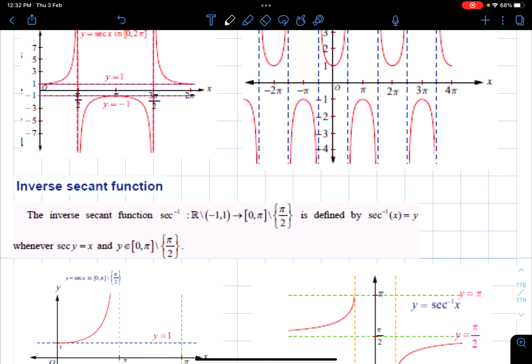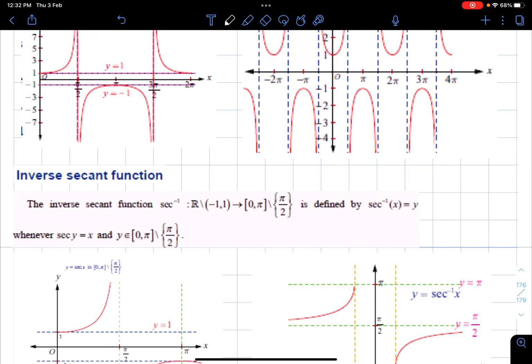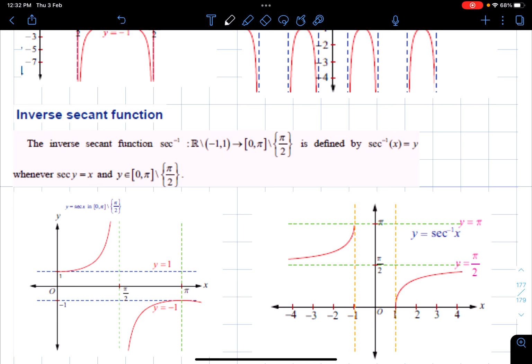What about the inverse? The inverse is just the opposite. The domain is R other than minus 1 to 1, and the range is 0 to pi other than pi by 2. It is defined as secant inverse of x, where y belongs to 0 to pi other than pi by 2. Here is the secant graph, and here you have the secant inverse graph.